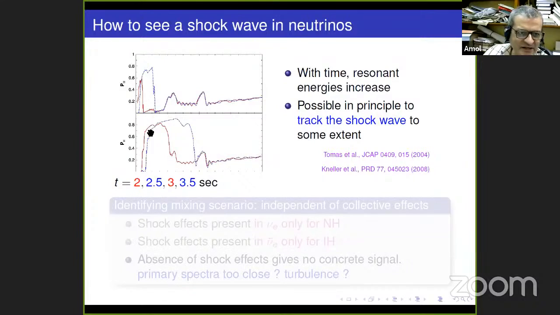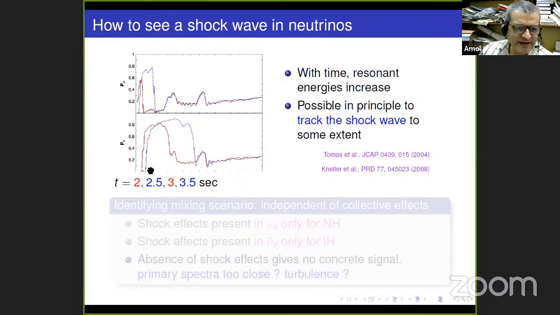So you see that that curve has shifted to even higher energies. At 3.5, it shifts to even higher energies. So what this means is, if I look at the value of probability P that we saw earlier, as time progresses, that peak in that value shifts to higher and higher energies. What does this mean? It's almost like we are watching the shock wave propagate.